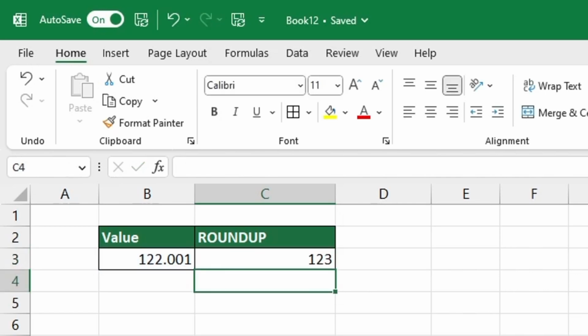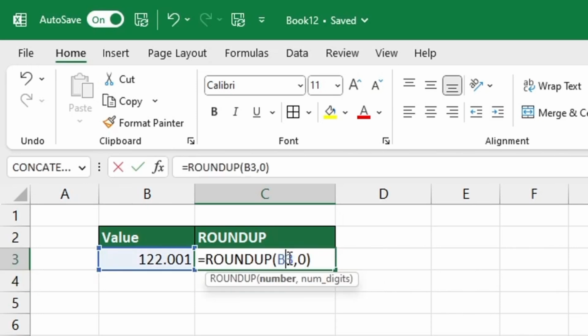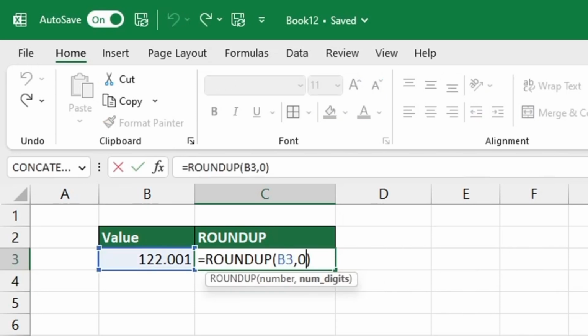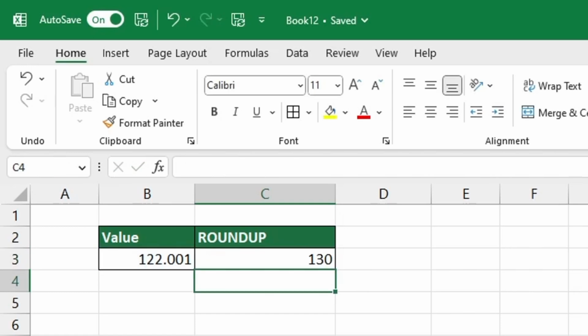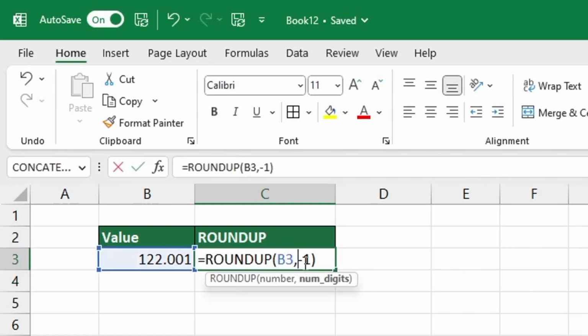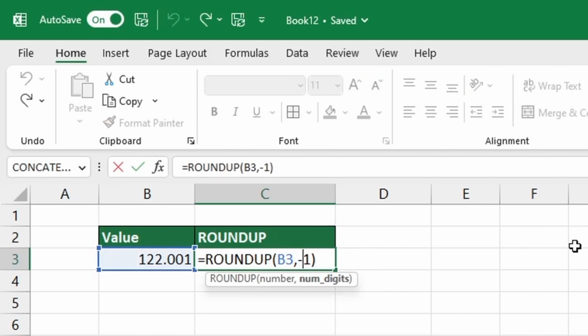To round up a number to the nearest tens or hundreds, you can use negative numbers in the formula to move left from the decimal point. Ensure that the minus sign is included when entering the number in parentheses. Let's look at a few examples. To round the number up to the nearest 10, simply enter minus 1 into the formula and the result will be yours. To round the number up to the nearest 100, simply enter minus 2 in Excel and the calculation will be performed right away.